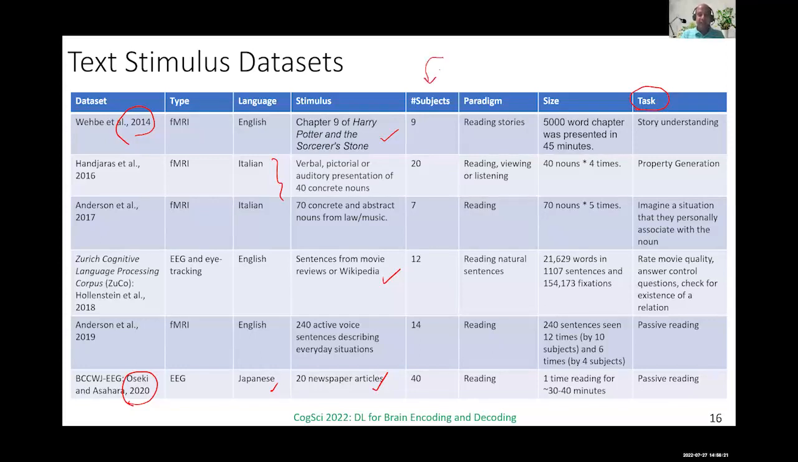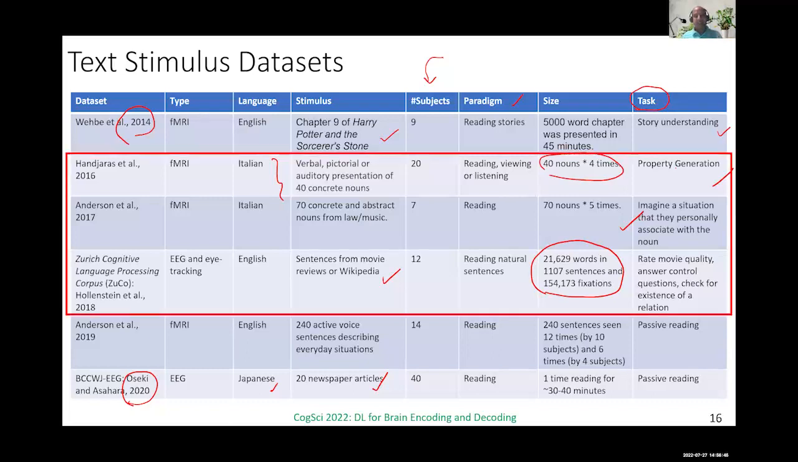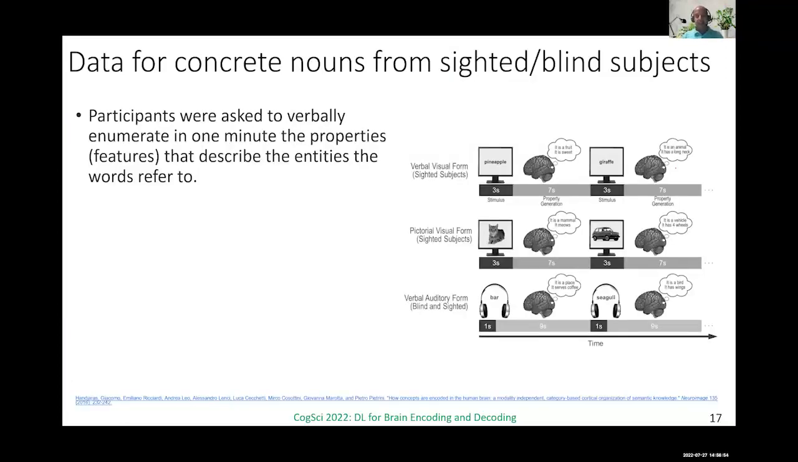Subjects is typically in a few tens, and then the paradigm, yes, they are reading stuff. So reading and viewing, that's the basic paradigm. Sizes differ. So sizes could be as small as that to sometimes pretty large kind of sizes. And people have been told to do various kinds of tasks like reading stories and so on. So in fact, imagining a situation that they personally can associate with a particular noun that was shown and so on. So several kinds of tasks as well. Now, in this presentation, the next few minutes, I'll sort of focus on these three data sets and talk a little bit more detail about them. So in this data set, the idea is that the participants were asked to sort of verbally enumerate in 1 minute the properties of whatever they can see on the screen.